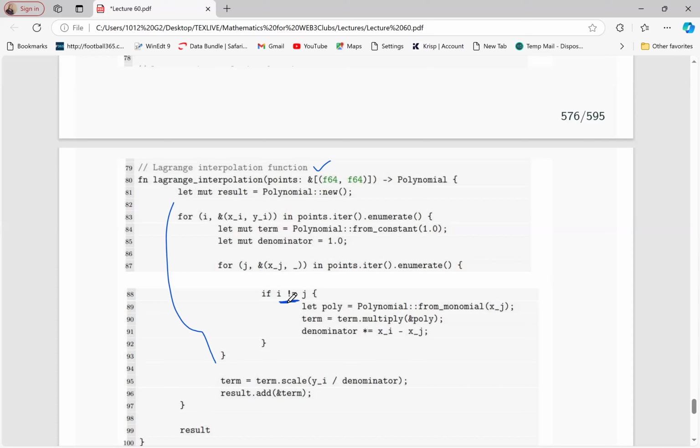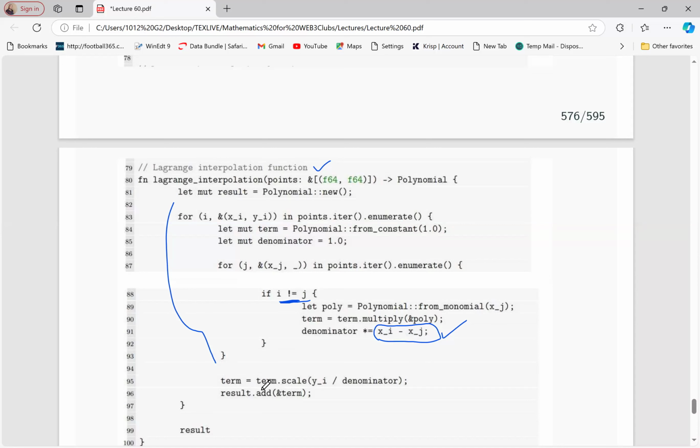You can see this, when i is not equal to j, then you're doing the calculations that we've been talking about. But the denominator will be this one, xi minus xj. That is x naught minus x1 multiplied by x naught minus x2 multiplied by x naught minus x3 and so on. That is what this formula is saying. This is the denominator.